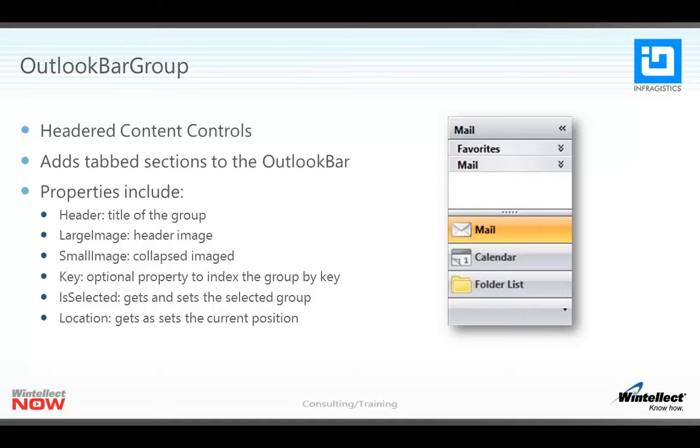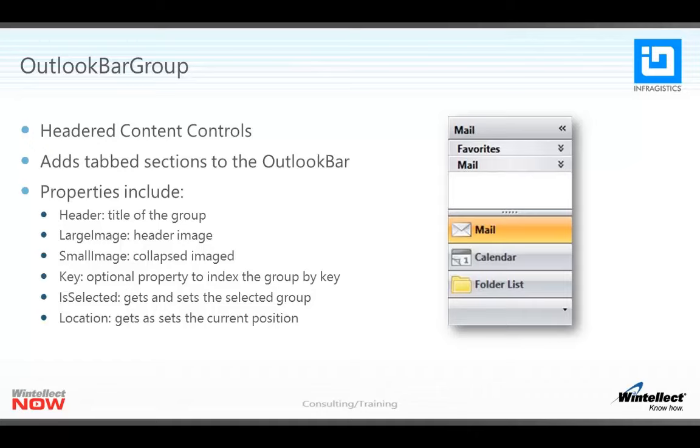Groups in XAM Outlook bar are headered content controls that act as containers for content. You can display text and an image in an Outlook bar group's object header by setting its header property and large image property respectively. You can also set the Outlook bar group object's small image property to display an image when a group ends up in the overflow area.